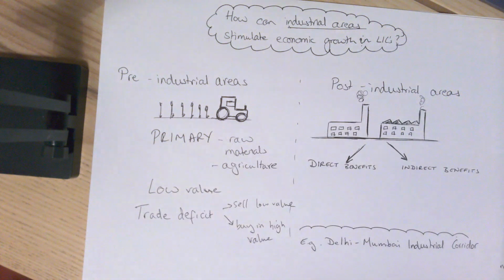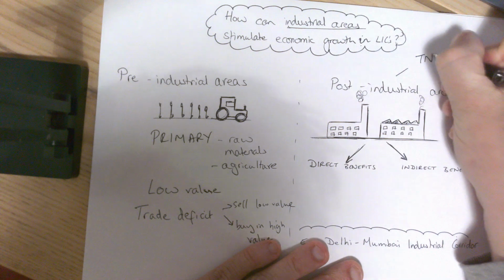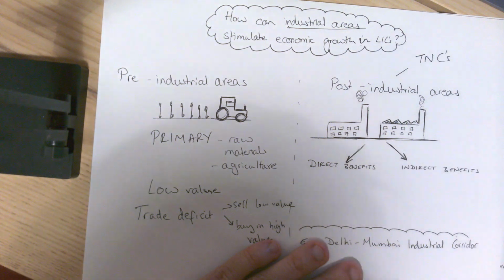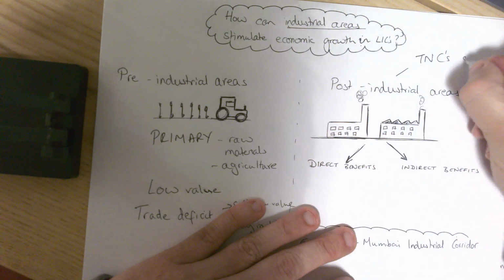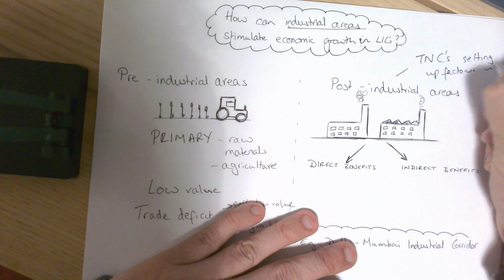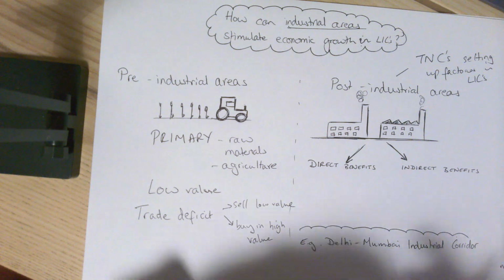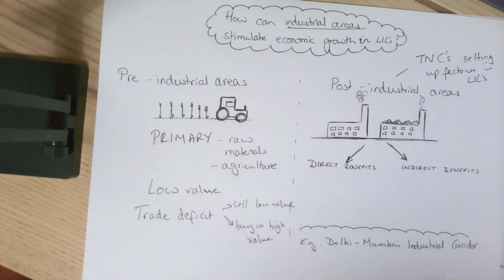Now, what we're starting to see is that many of our low-income countries are experiencing huge industrial growth. This is mainly being driven by large TNCs, that's transnational corporations, big global companies, setting up factories in LICs or newly emerging economies. And the reason these big companies are doing this is simple. The workforce available in these low-income countries is huge. There's a large workforce that are willing to work for lower wages than the workforce in high-income countries, so therefore it makes sense for these companies to locate here.